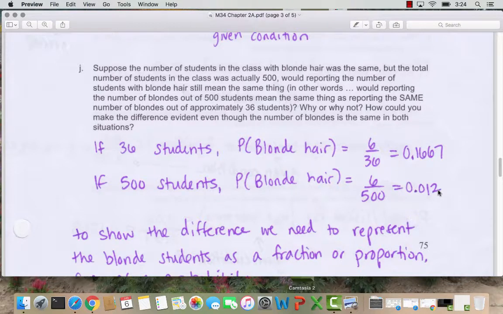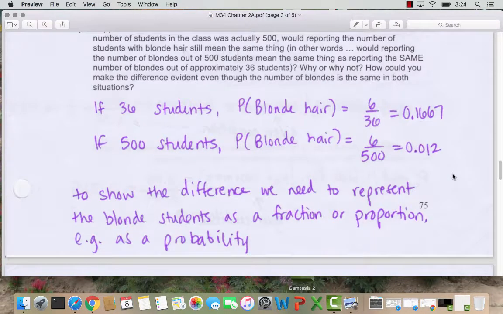Question J says, what's going to happen if instead of having 36 students, we had 500 students, but we still had the same number of blonde-haired students? So if there are 36 students total and you still have 6 blonde-haired students, the probability of blonde hair would be 6 out of 36, or 0.1667. If we change to a class with 500 students, but still only have 6 blonde-haired students, then the probability of blonde hair is 6 out of 500, and that reduces down to 0.012. So this is a much smaller probability than 6 out of 36.